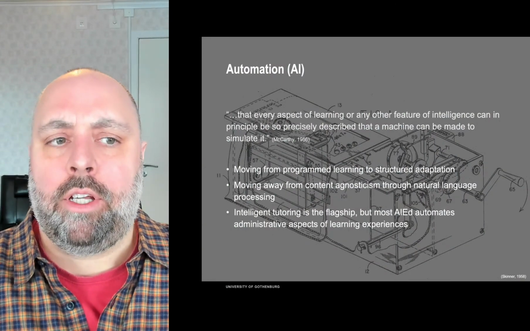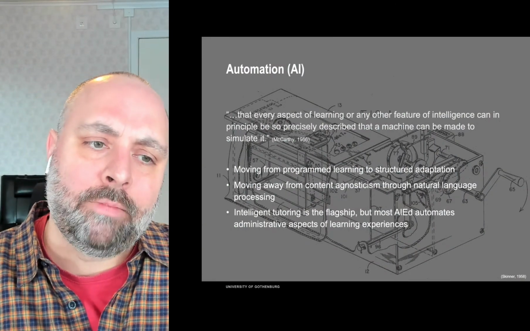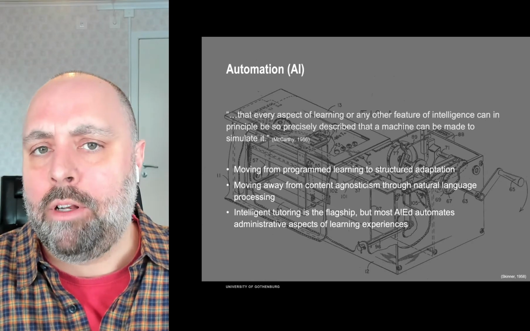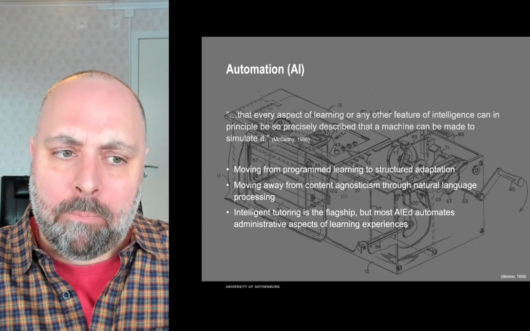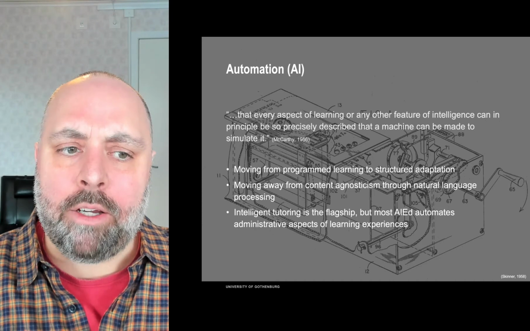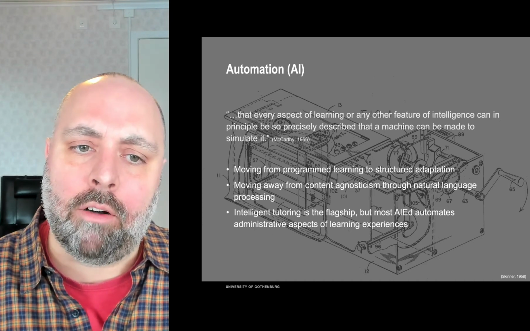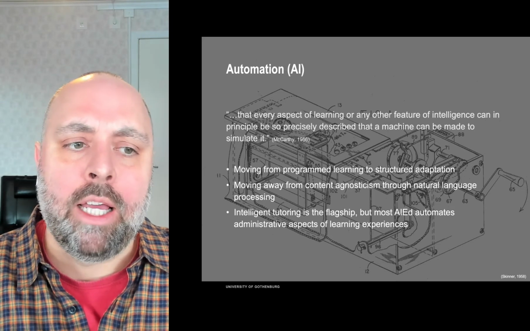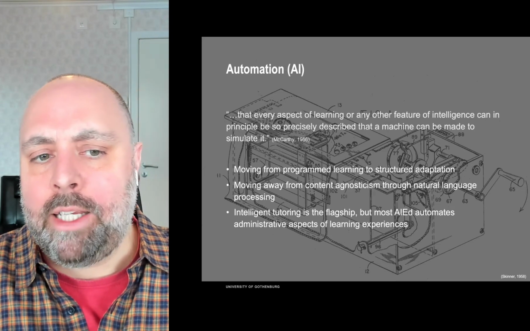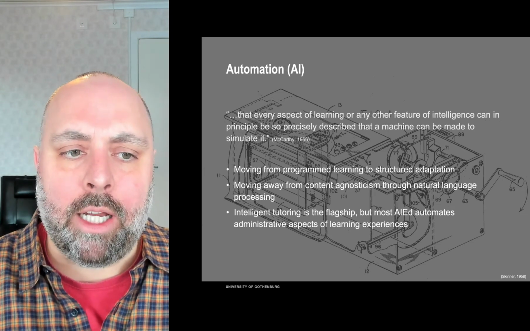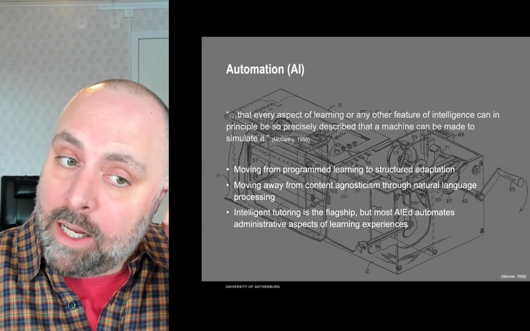Another shift that's occurred is automation. And this kind of goes hand in hand with learning analytics. Automation, as John McCarthy described it, is that every aspect of learning or any other feature of intelligence can be, in principle, so precisely described that a machine can be made to simulate it. And this is from 1956.